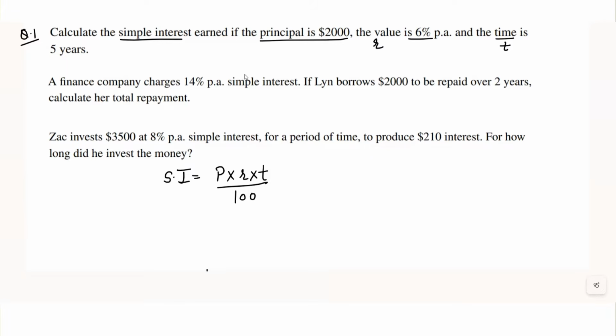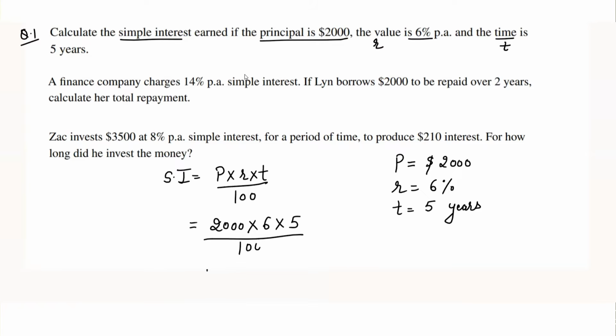So here the values which are given are P equals $2000, R equals 6% and T equals 5 years. So we will substitute the values in the formula to calculate the value for simple interest, which is equal to 2000 into 6 into 5 over 100. We can simplify it and finally we will get our answer equal to $600. So the simple interest is $600.